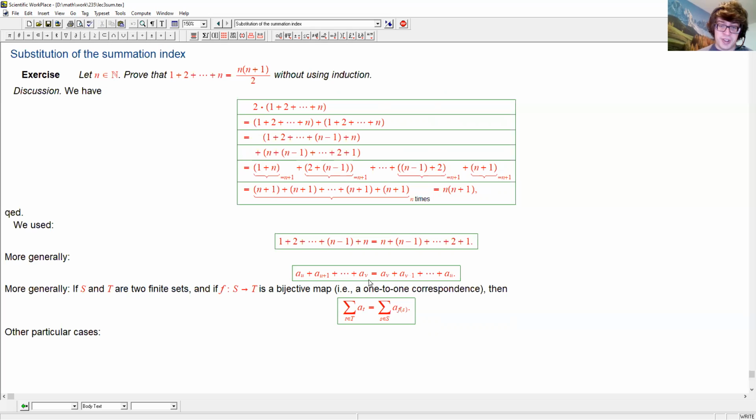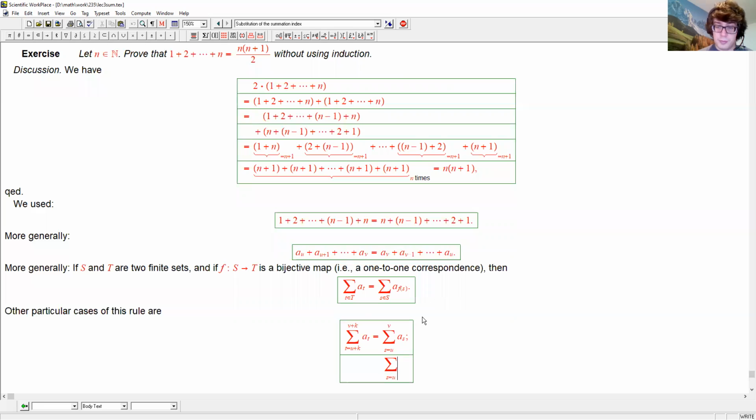Other particular cases of this rule are these formulas. So this is commonly known as shifting the summation index, and this is known as reflecting the summation index. And you probably have used the analogous formulas for integrals a lot.